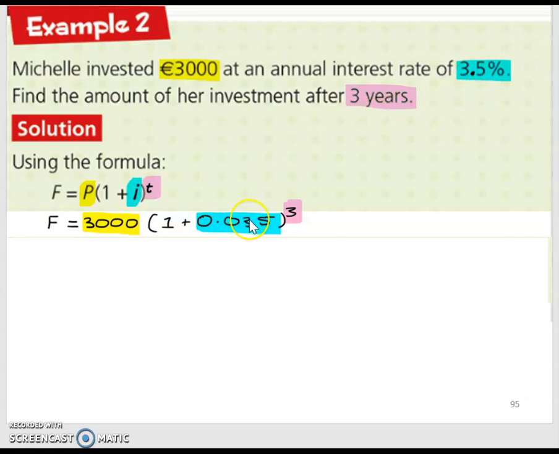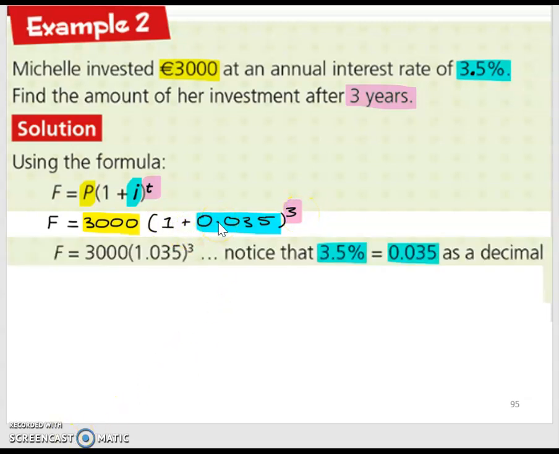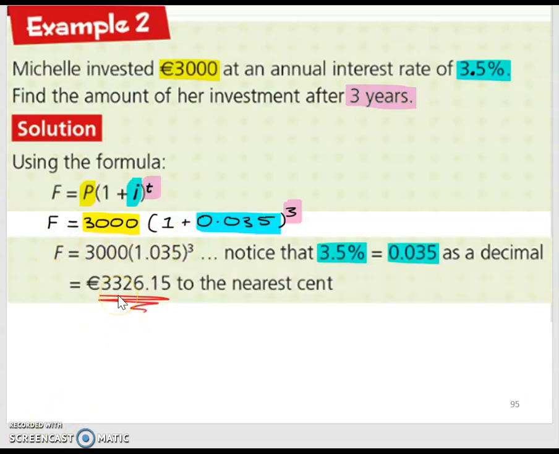Now be really careful that you don't just write down 3.5 or 0.35, it's 0.035. To change a percentage into a decimal, we divide by 100. 3.5 divided by 100 is 0.035. And then T is 3, the number of years. Then 1 plus 0.035 is going to be 1.035. Putting this into the calculator, we get €3,326.15, correct to the nearest cent. So again, notice that 3.5% is 0.035 as a decimal.